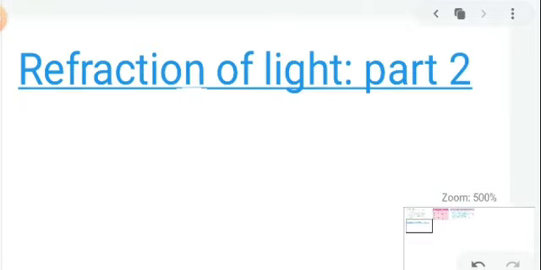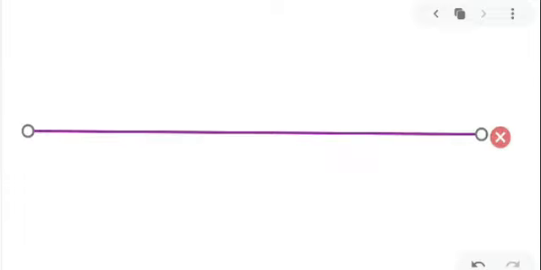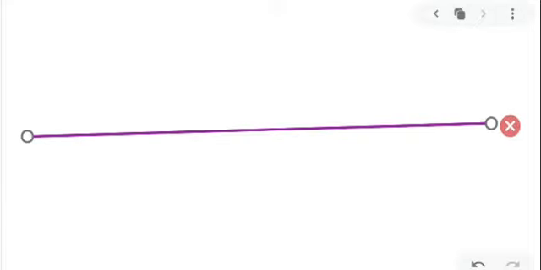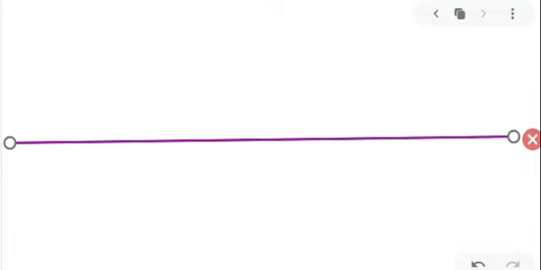So let us go into detailed study of the phenomena. So it is refraction of light, part 2 video. Next I am going to discuss that previous diagram which I told you was important and will be using throughout. The diagram was the light passing from one transparent medium to another transparent medium.